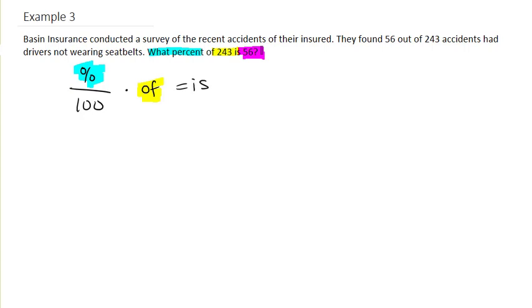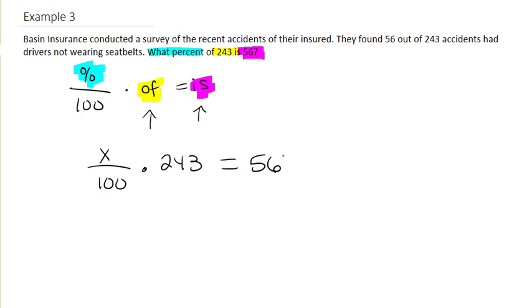So you can see in these problems, we have our larger number here and a percentage of it is equal to a smaller amount. So that's kind of how it goes. And so now we're looking for our percentage. So we'll just put x over 100 times "of," which is 243, equals 56. Now we need to get x by itself.